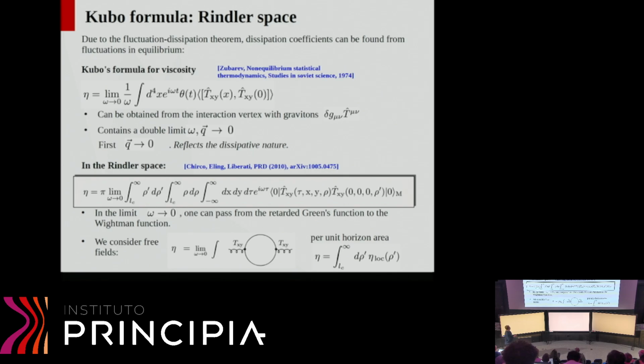And it can be shown that we can go from the retarded Green function to the so-called Wightman function. And we will consider free fields, which means that we find such diagrams. Also, we can consider local and global quantities. Local quantities are related to some point above the horizon, and if we integrate from the stretched horizon to infinity, it will give us global viscosity, which is related to unit area of the horizon.